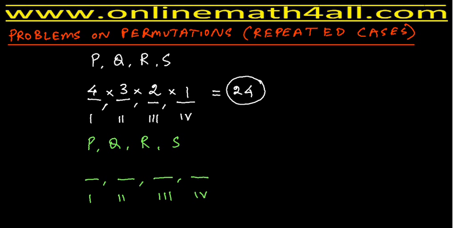Okay, now as we did the first problem, in this problem also for the first blank we have 4 options, that is, we can fix P or Q or R or S. So any of these 4 letters can be fixed in the first blank. So the first blank has 4 options.